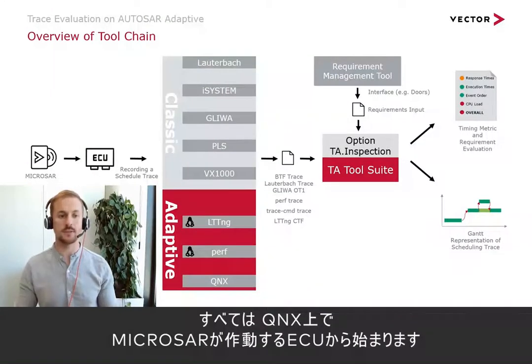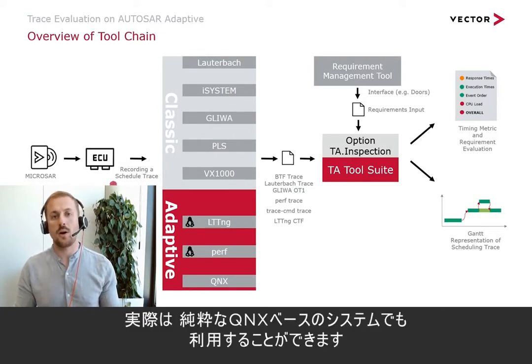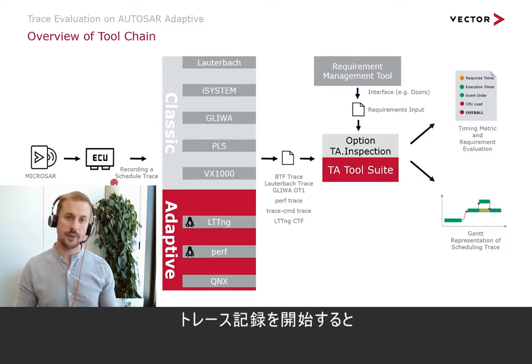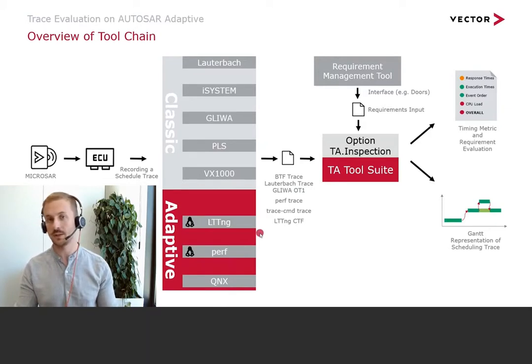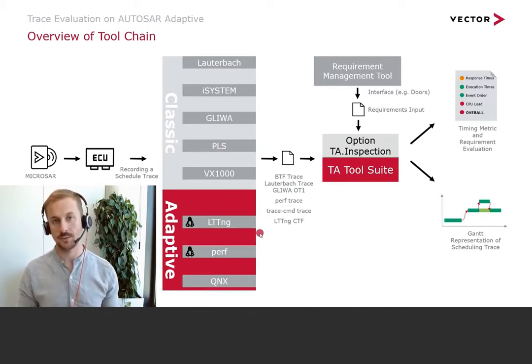Everything begins with an ECU where MicroSAR is running on it, MicroSAR based on QNX. To be honest, a pure QNX based system also works. You start the trace recording there. This will produce a trace file which can be imported to the Tier 2 Suite, to be more specific, by the option inspection of the Tier 2 Suite.